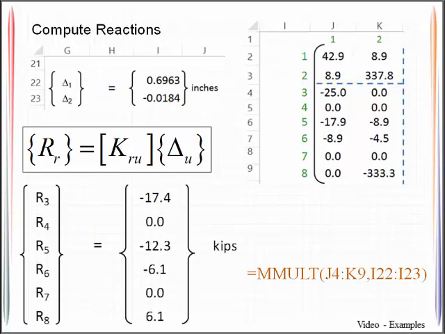Next thing on the docket is to compute the reactions. We will use the joint displacements to be able to do that. We need the KRU matrix, and it is a simple multiplication. So we look here, here's that delta u, here's that delta u. Here's the KRU, here's the KRU, and that will result in this vector r sub r.